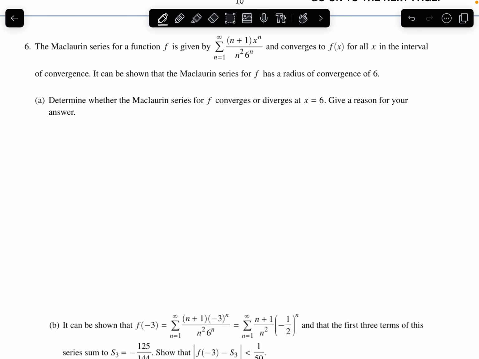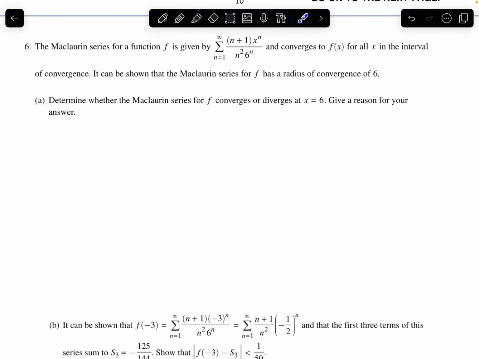All right. Final question for the AP Calculus BC 2024 free response questions. And as expected, we see a question here with a Maclaurin series. And so we're given a Maclaurin series, which is just a Taylor series that is centered at zero for some function, and it's defined here in the summation notation. And we're told that it converges to f of x for all x in this interval of convergence.